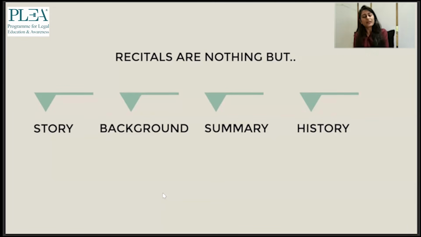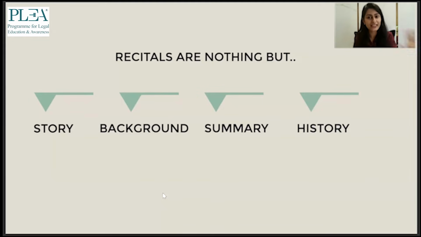So that you have to include in the recitals. Recitals is nothing but a story. If there is a residential flat in Goregaon, there must be a story behind it. The story is what? The chain of agreements. Who was the first owner, second owner, third owner, and who is going to be the fourth owner. That is all written in the recitals. You show the background, you show the summary, you show the history of it.